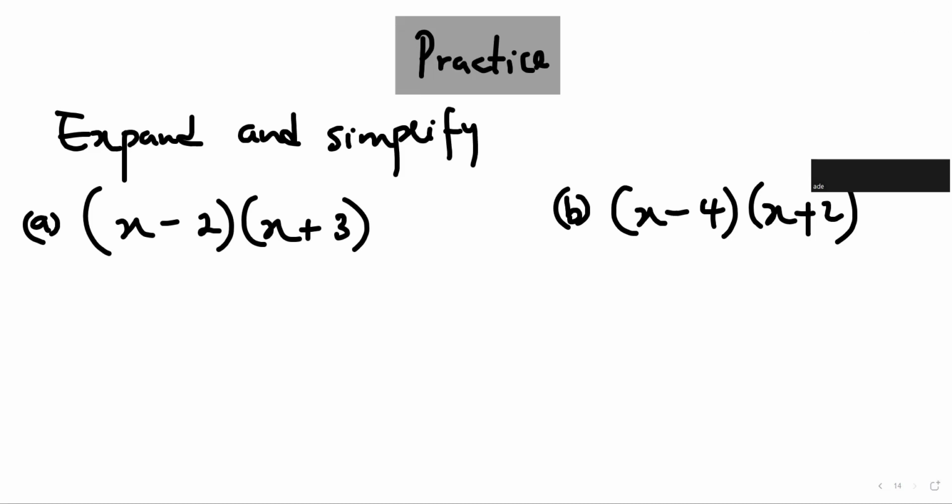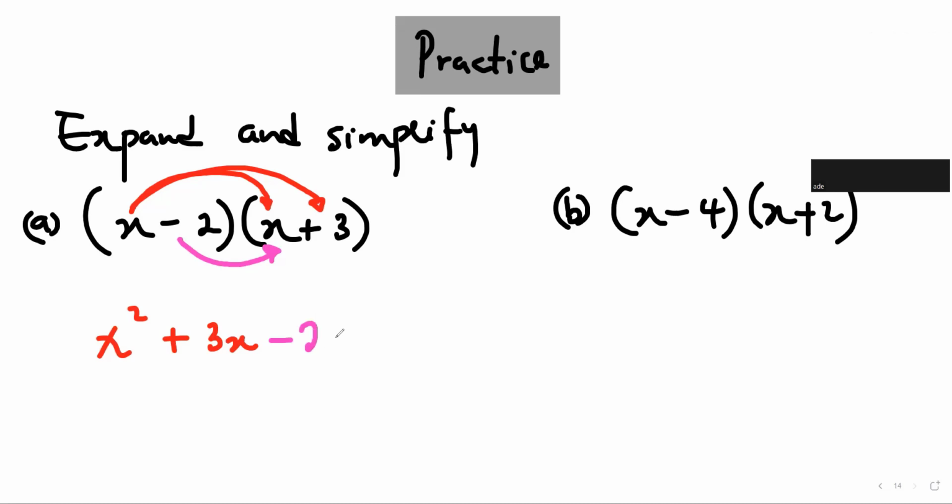Done. Okay, so for the correction for this, what we do is expand. We must start out by doing x times x here. That's x squared. And then next we do x times plus 3. That's plus 3x. And then we go minus 2 times x. That's minus 2x. And then we do minus 2 times plus 3. That's minus 6.